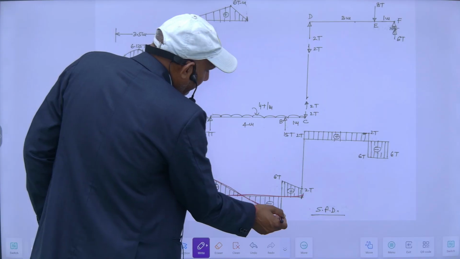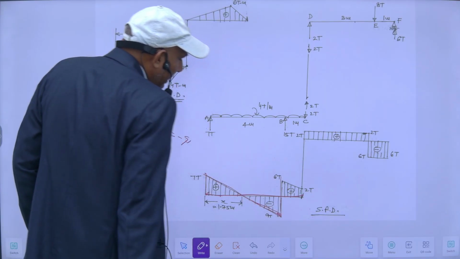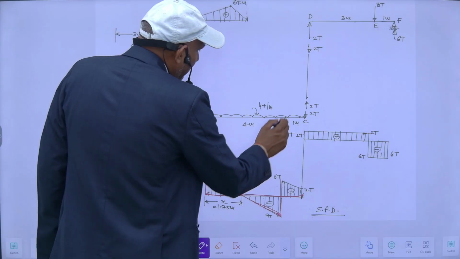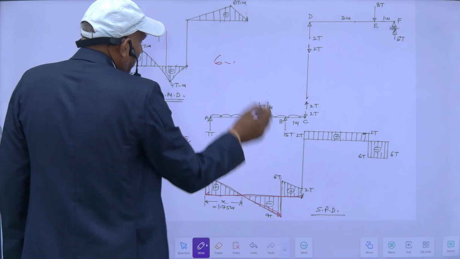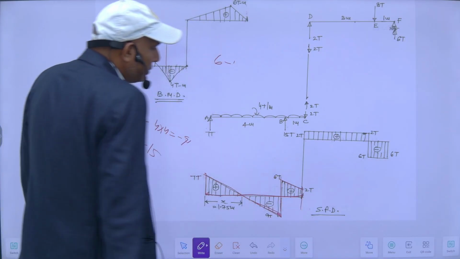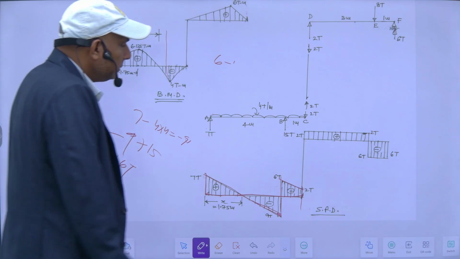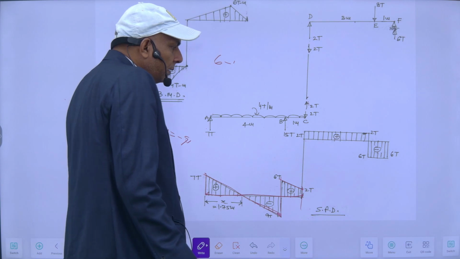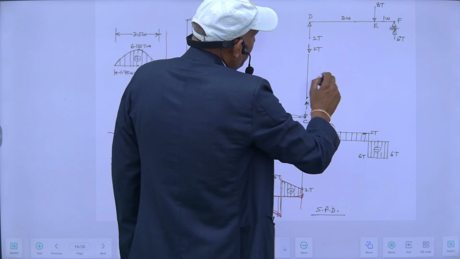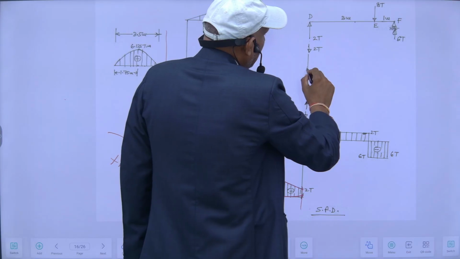So this is here. And again it will be 6 minus 4 into 1, so it will be 2 ton. So this will be my shear force. And since only axial force is here, there is no shear force and bending moment diagram for this portion. I can easily draw shear force. It will be like this.